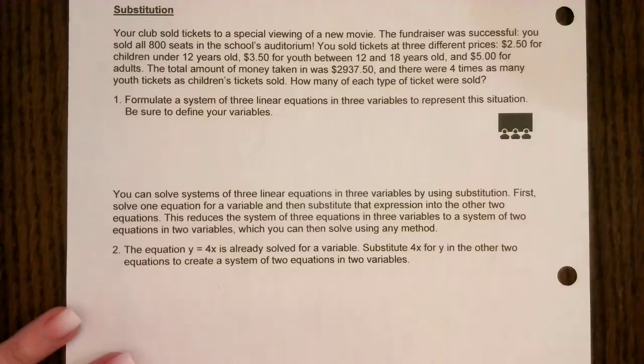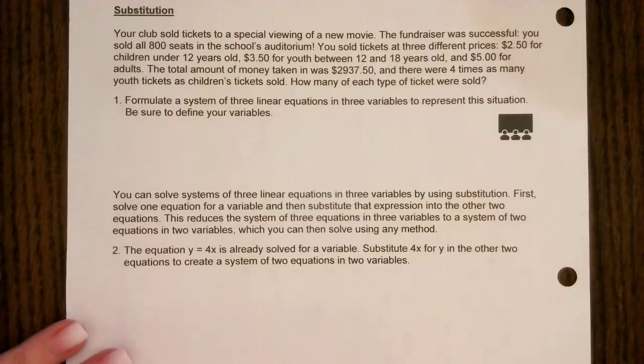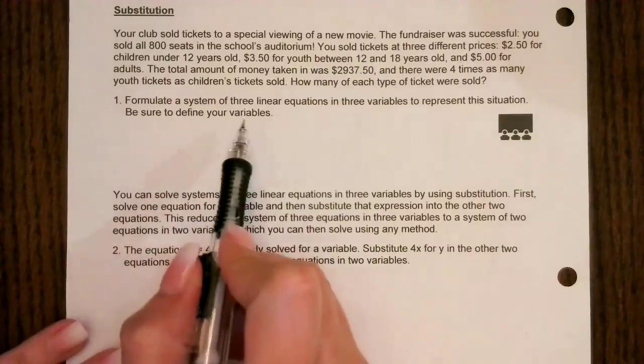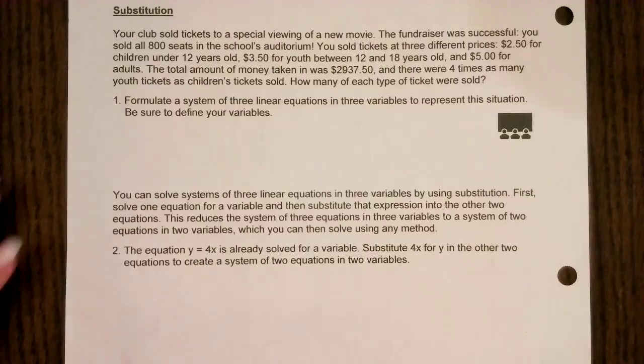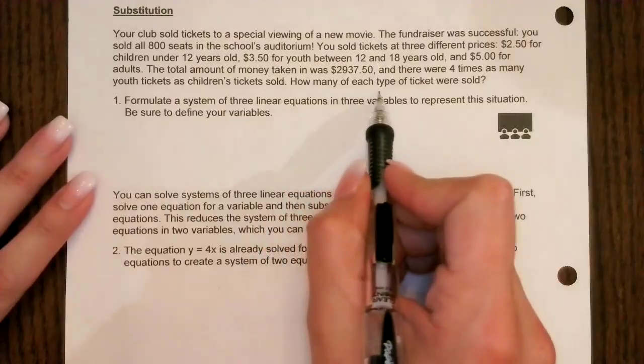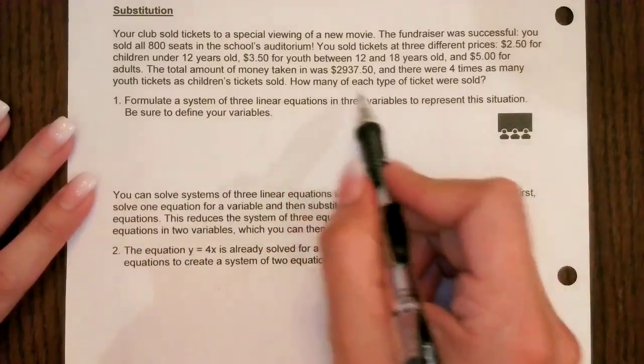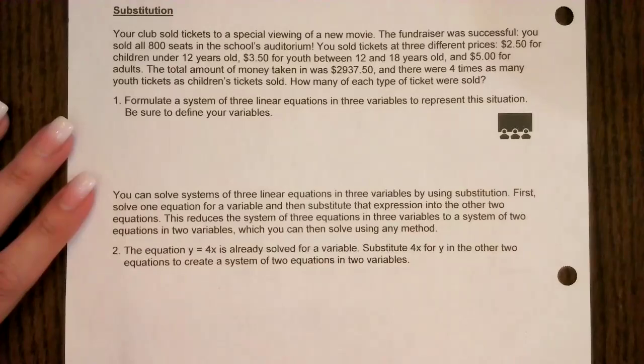This problem has a lot of information, so the first thing you're always going to want to do is to define your variables. Be sure to define those variables. That helps you write the equation. It also helps you to understand the answer once you find it. So it asks us how many of each type of ticket were sold. That's my unknowns. That's what my variables are going to be.